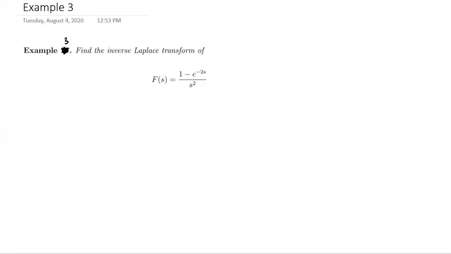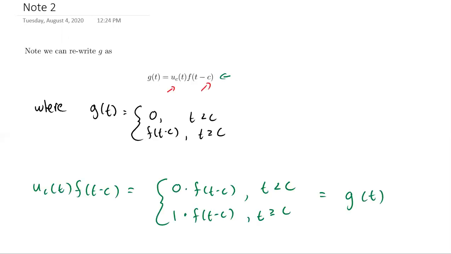Hello, class. So in this video, we'll still continue on section 6.3. In the previous video, we saw the importance of step functions. Specifically, we saw how if we have a function g of t in which the c in which we turn on the function matches the shift in the function inside the piecewise definition, then we can write the original function as just the product of the step function with the shifted part inside the piecewise function. So that's what we did in the previous video.